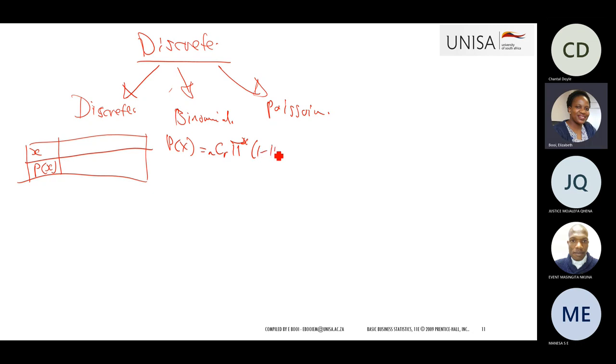Times 1 minus the probability of n minus x. So that is finding the probability of a binomial. Otherwise, you need to be able to use the table.